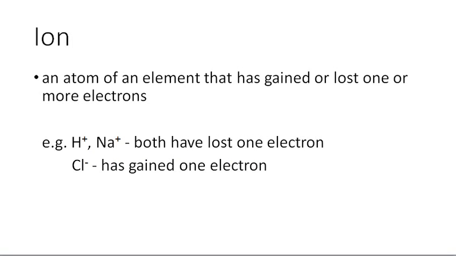Isotopes are atoms of an element that have a different number of neutrons in the nucleus. In comparison, ions are atoms of an element that have a different number of electrons. Normally, the number of electrons equals the number of protons. Ions are atoms that have gained or lost one or more electrons.